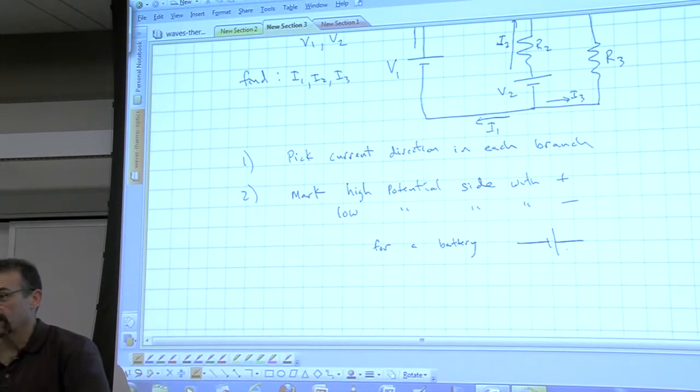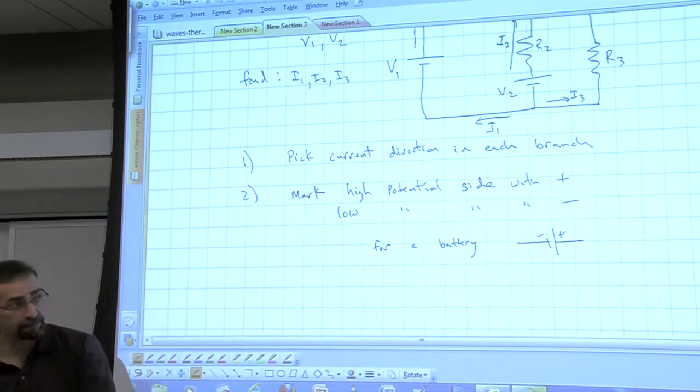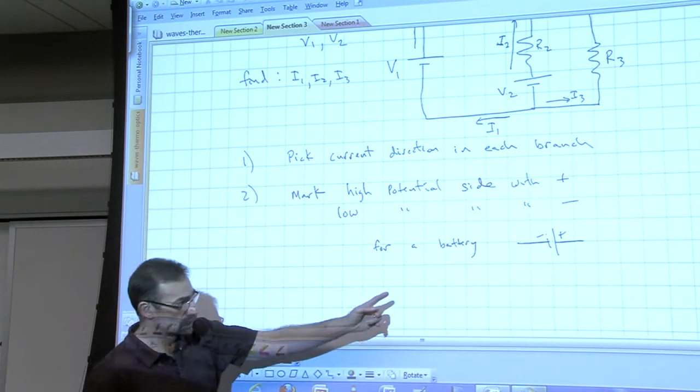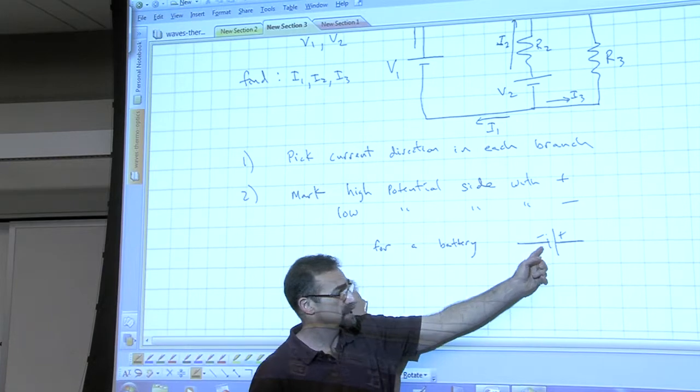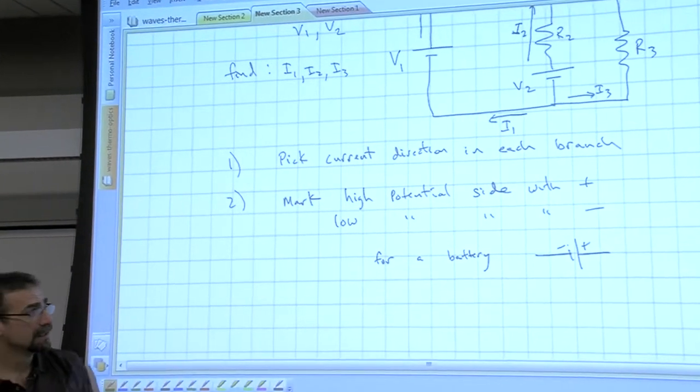That's a battery. Which side is the high potential side? Which side is the low potential side? The longer side is the high potential, always. Right, the battery, the long line on there is always at a higher potential than the short line. Doesn't matter which way the current's flowing.